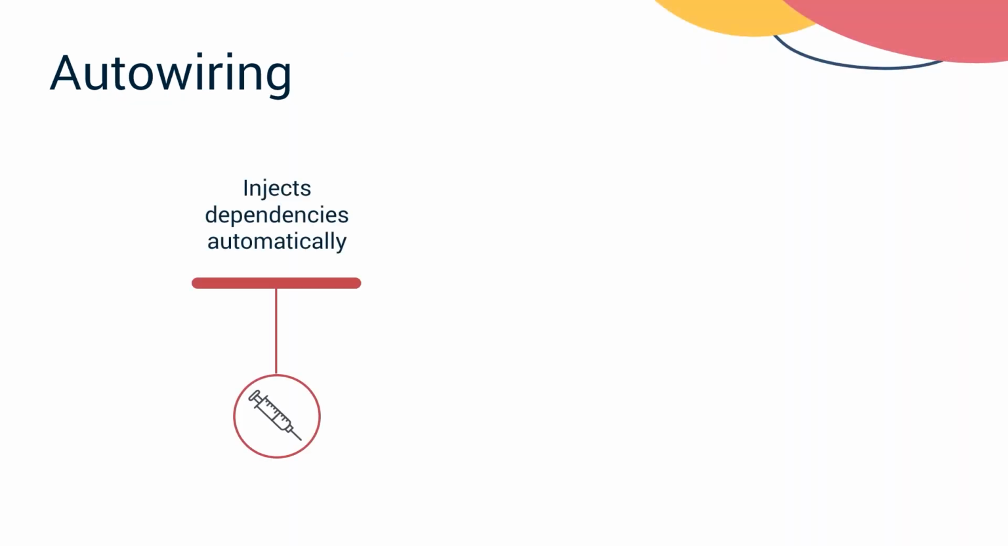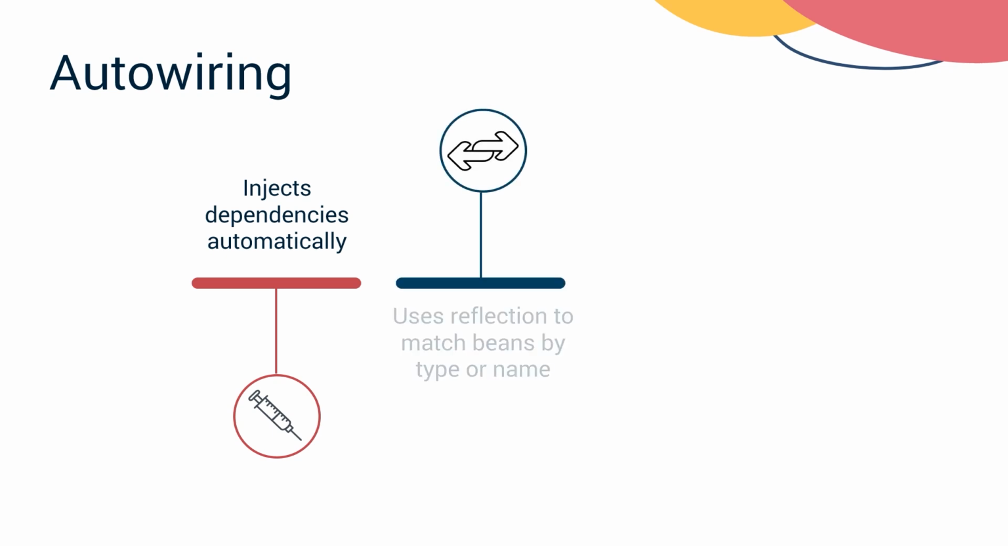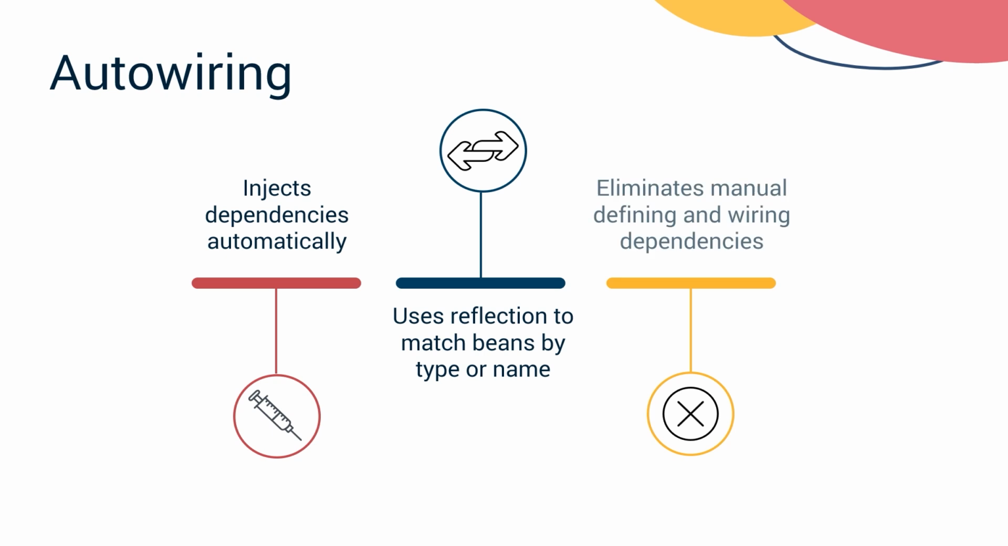Auto-wiring is a Spring feature that automatically injects the necessary dependencies into beans without explicitly defining them in the configuration. Spring uses reflection to match the correct beans based on their type or name. Auto-wiring can be compared to an automatic coffee machine, which brews coffee with little manual intervention. It eliminates manually defining and wiring dependencies.